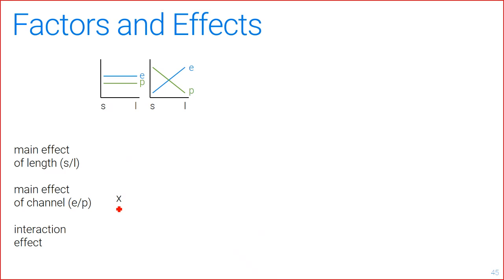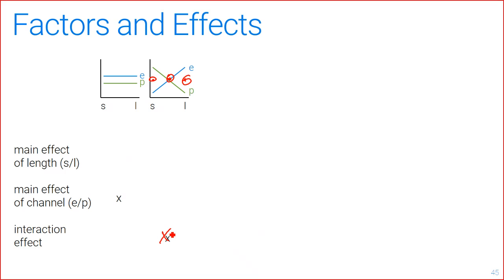Here we have another example in which the average for the short is around there, for the long is around there, for email is around here, and for the phone is also around there. So there's no main effect of the length because short and long are around the same. There's no main effect of the channel because email and phone are around the same, but there is an interaction effect because the lines are crossing essentially. So we have specific combinations that are different from their average use. So we would have an interaction effect there.